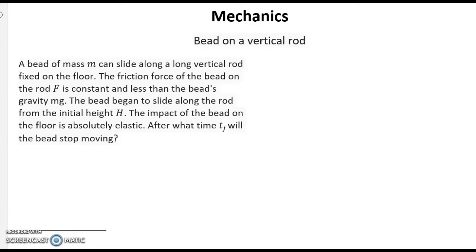Mechanics. Problem. Bead on a vertical rod. A bead of mass m can slide along a vertical rod fixed on the floor. The friction force of the bead on the rod, F, is constant and less than the bead's gravity mg.